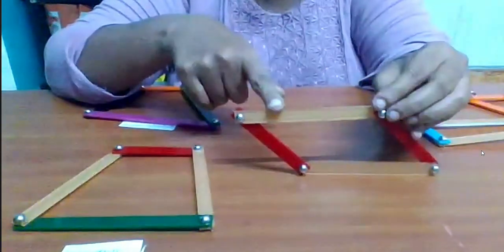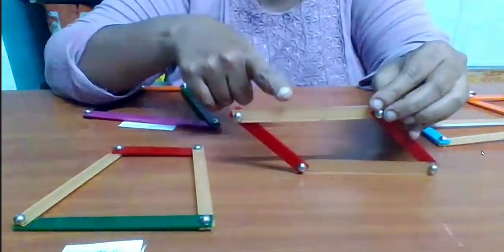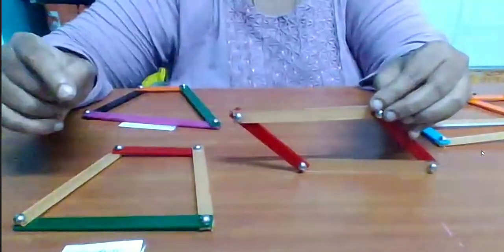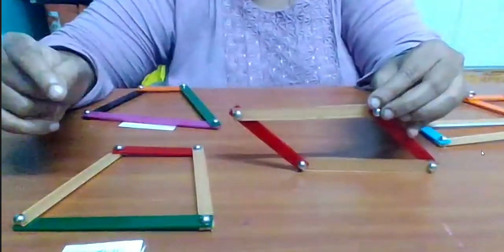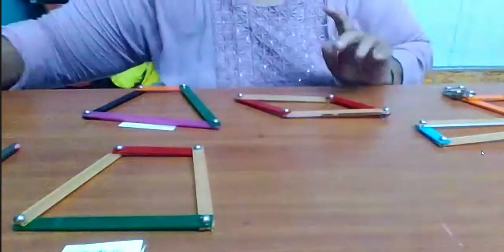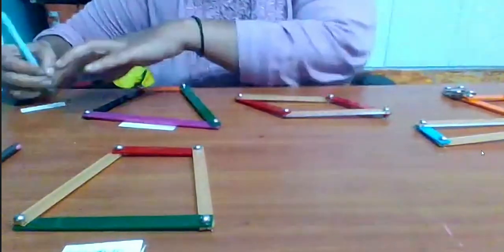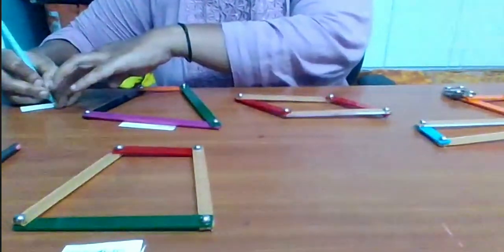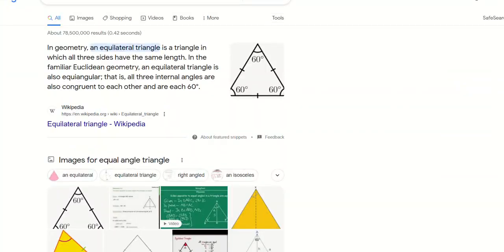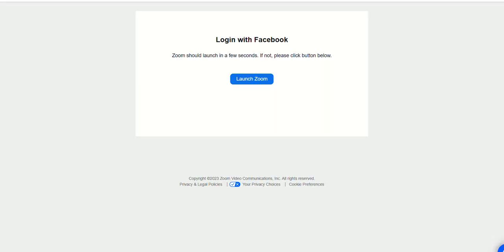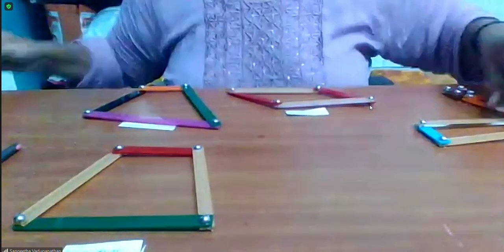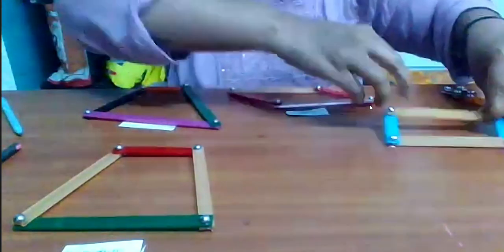For a parallelogram, we need opposite sides to be equal and parallel. Got it? For a parallelogram, what is the criteria? Opposite sides should be equal and parallel. Yes. So then that quadrilateral is called a parallelogram. Okay. Let's go to the next one. What about this?